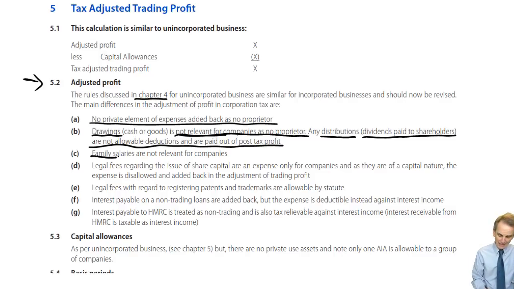There won't be any family salaries to worry about, whether they're paying above or below, usually above, of course, a normal commercial rate. That's not relevant for companies. And then a few specifics will be relevant for companies that we might not previously have seen. Well, here's one we wouldn't have done.